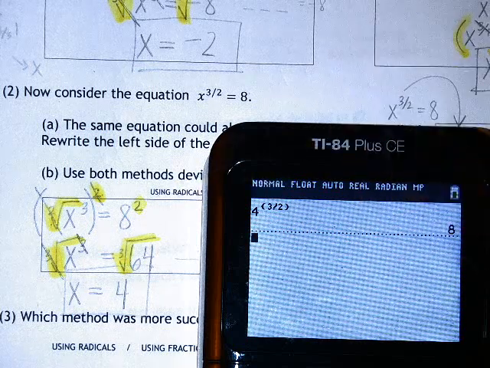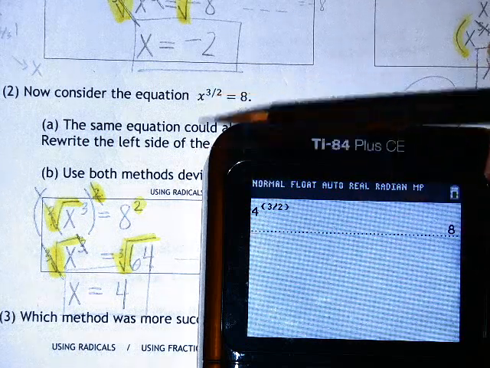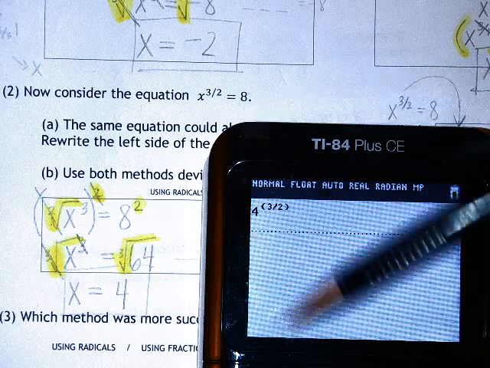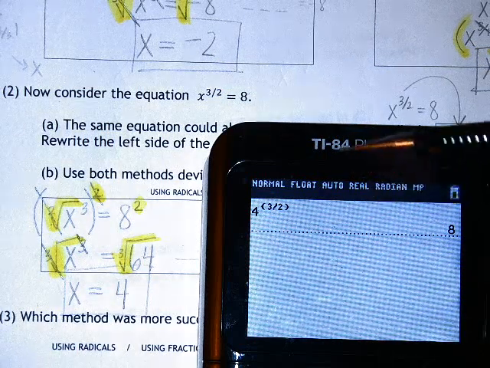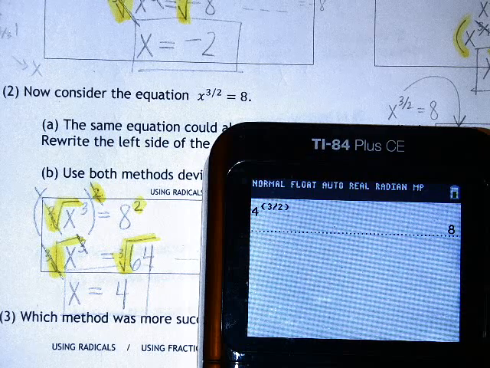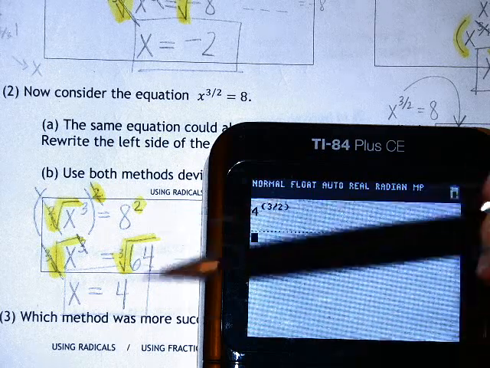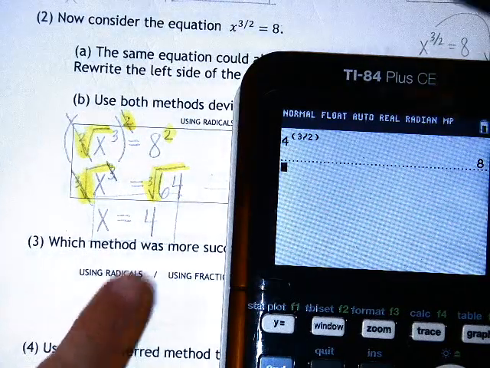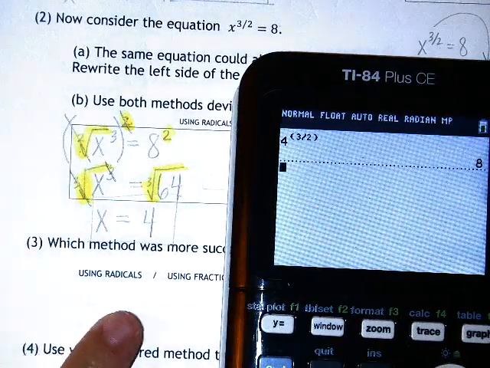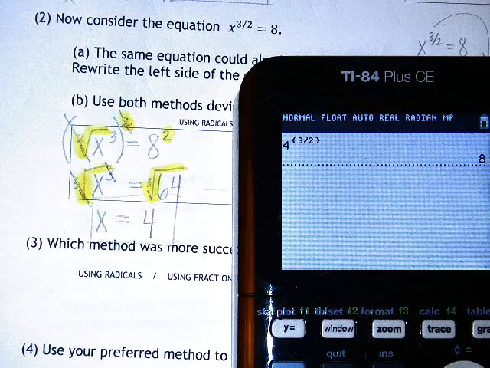Now, if that method made sense to you, and if you found in the previous problem that using radicals made sense to you, then this might be a good go-to method that you can rely upon. And if that's the case, you can skip the next video where I'll do the fraction exponents method, and you can skip straight to question number 3. You can say that using radicals is more successful. That's your method of choice. And then in question number 4, you can use that method for the rest of the problems.